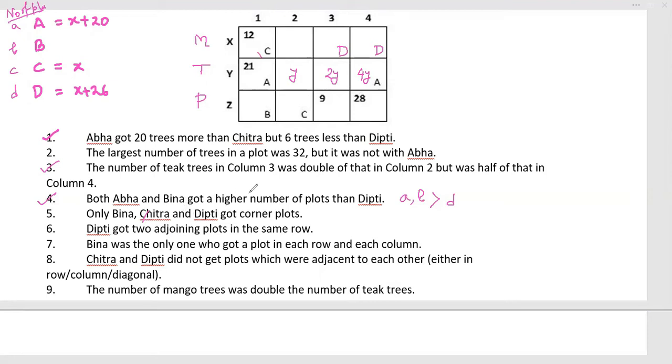Both Abha and Bina got a higher number of plots than Deepti. Deepti 2 plots. After that, maximum here it can be 3. 3 is not allowed. So these two would be only for Deepti. And Abha and Bina more than 2, so it should be 4 in number. So both would be 4 plots and it would be 2.